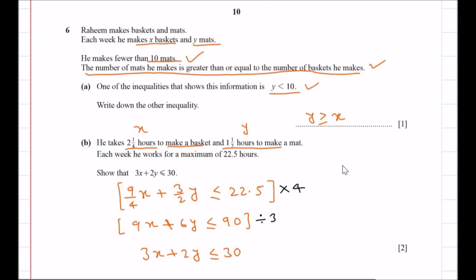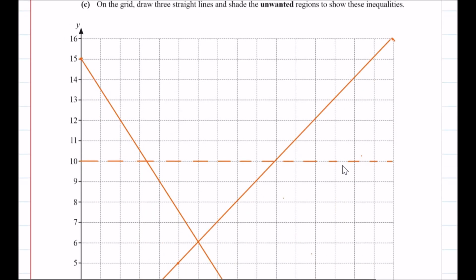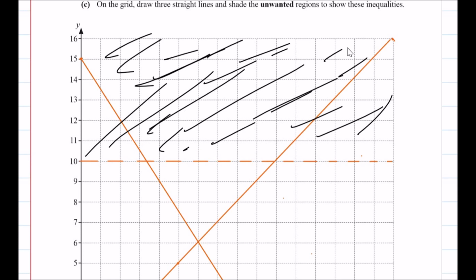Now we have to think about the shading part, right? It says first one is y less than 10, and we have to shade the unwanted region, right? So less than 10 means the area below the line. So unwanted will be above the line. So above the line will be this area. We are done. We have shaded this part.